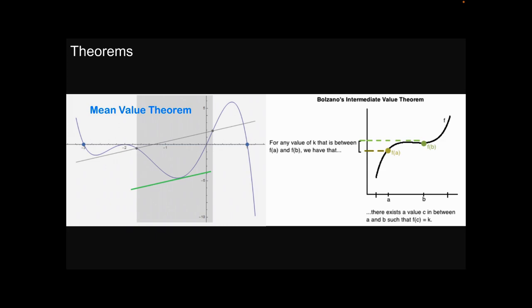The intermediate value theorem is more straightforward, stating that if a function is continuous over a closed interval, it must pass through every y value in between the y values at the start and end points of the interval.